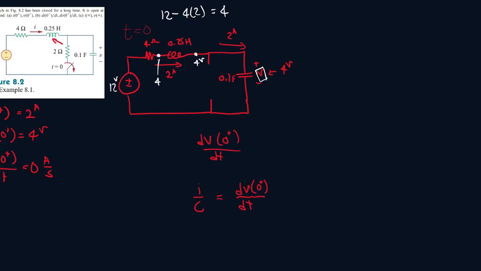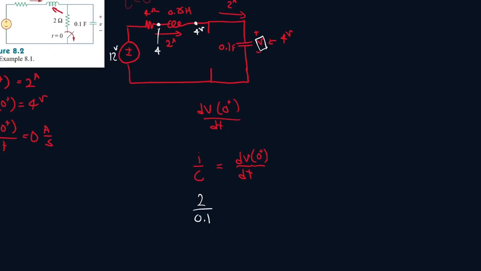So for this one, we have to find the current passing through the capacitor when t is 0. And we see the current passing through the capacitor is 2 amps. So it'll be 2 over 0.1 farads. And let me see what that gives me. That gives me 20 volts per second. Okay? So that's your answer for this one.